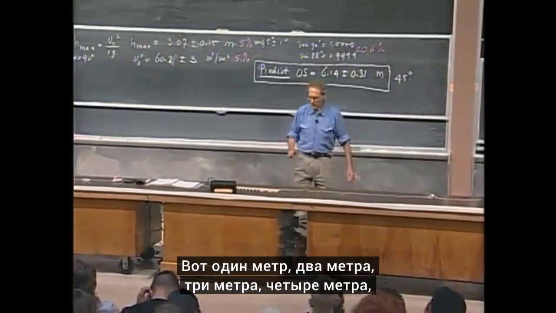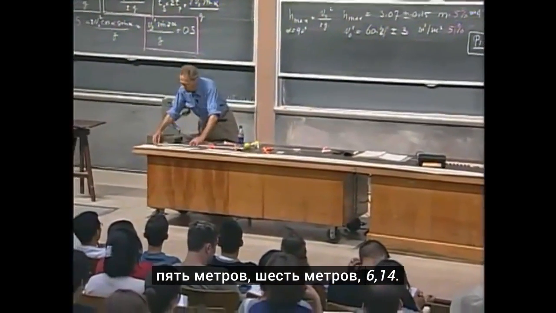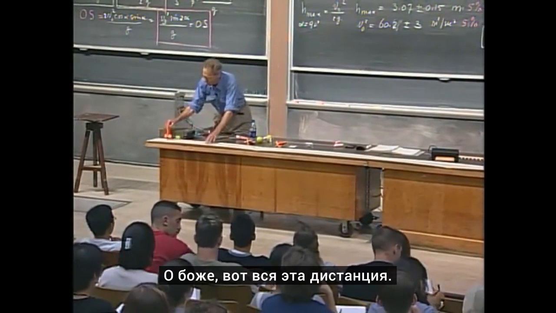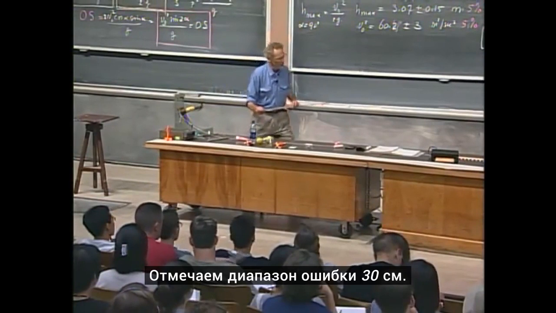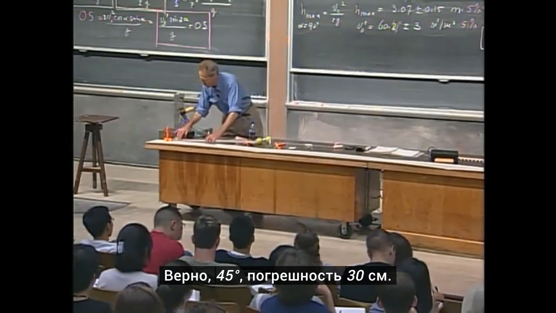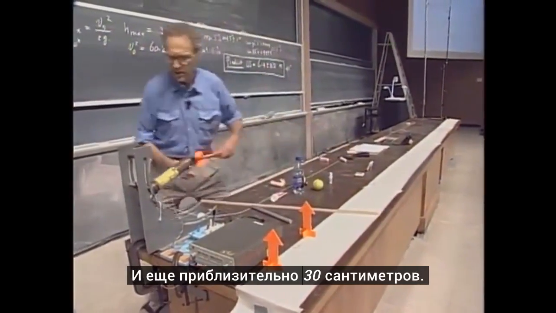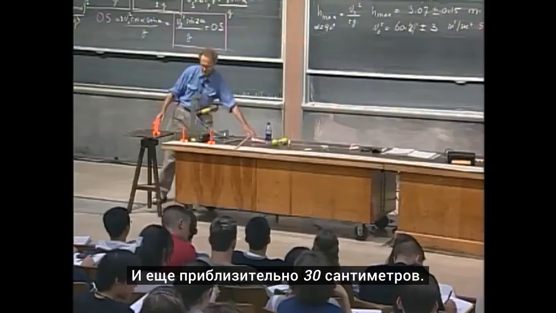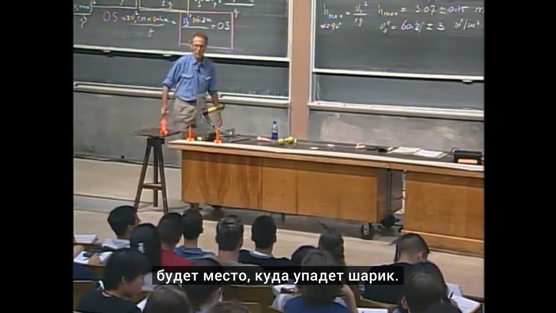This is 1 meter, 2 meter, 3 meter, 4 meter, 5 meter, 6 meter, 6.14. 14 centimeters. My God, it's all the way here. And then I allow for an error of about 30 centimeters. Did I do that right? That is correct. 45 degrees, a 30 centimeter uncertainty. That is all the way up to here. And then the next one, roughly 30 centimeters. So that's where, if our calculations make sense, that's where the ball should hit.